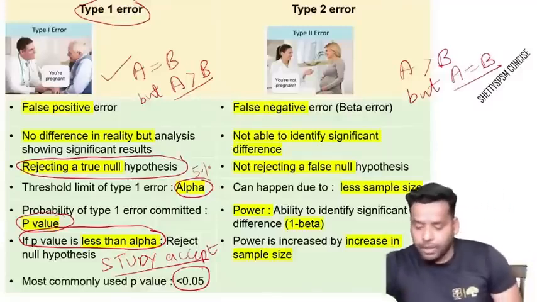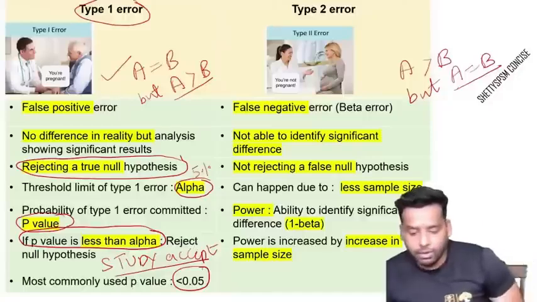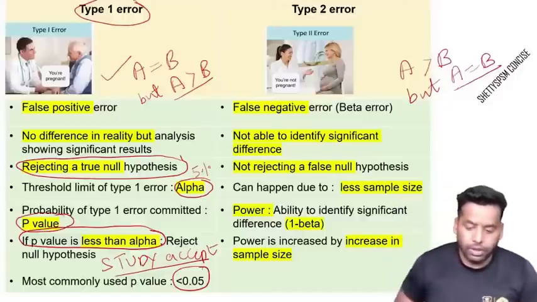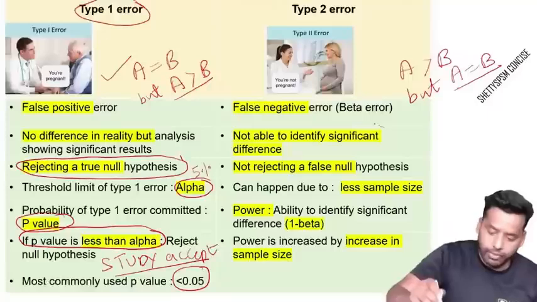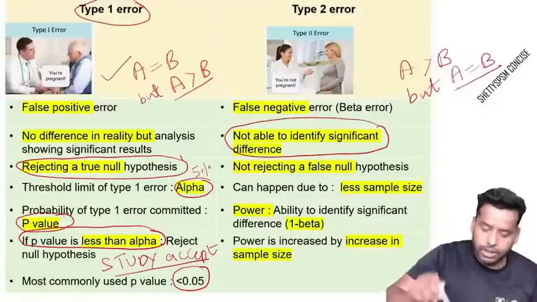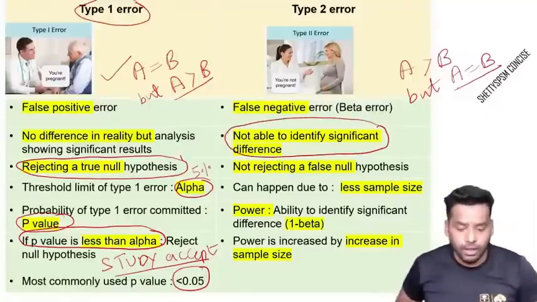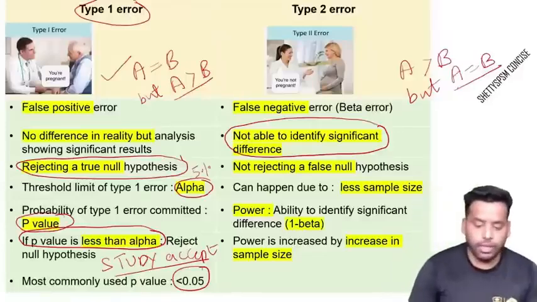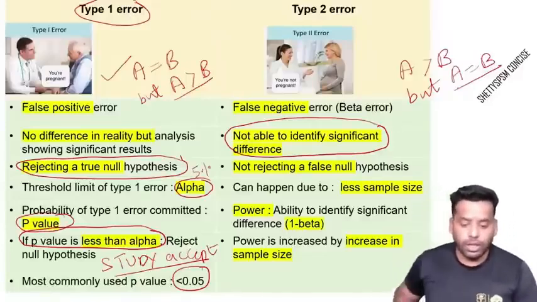A is better than B, but you are telling A is equal to B. Not able to identify a significant difference. Other countries' vaccine was beneficial, but in your study you are not finding the benefits of that vaccine. What error are you committing?